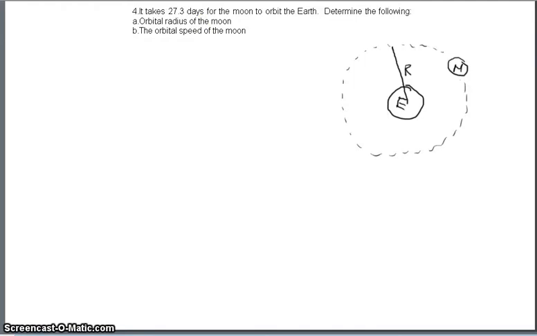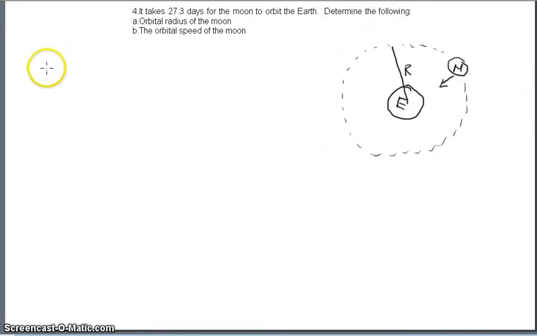Alright, it takes 27.3 days for the moon to orbit the Earth. Determine the following: the orbital radius of the moon, which is the r drawn here, and the orbital speed of the moon. Okay, so if we look at this, the moon orbits the Earth. We know that the gravitational force of the Earth changes the velocity vector so it can orbit in a circle.